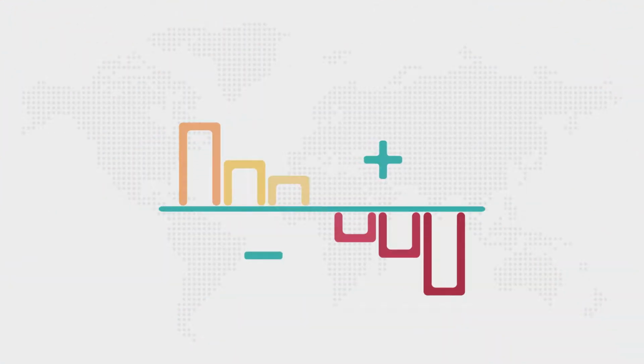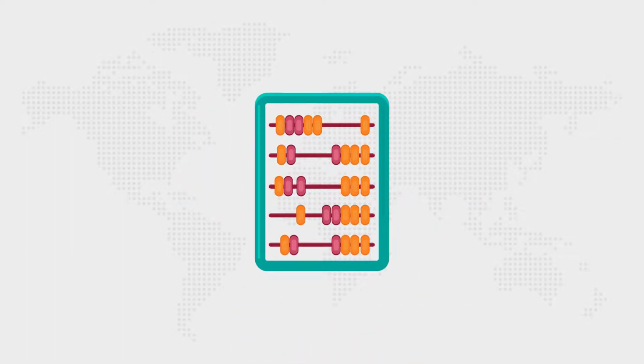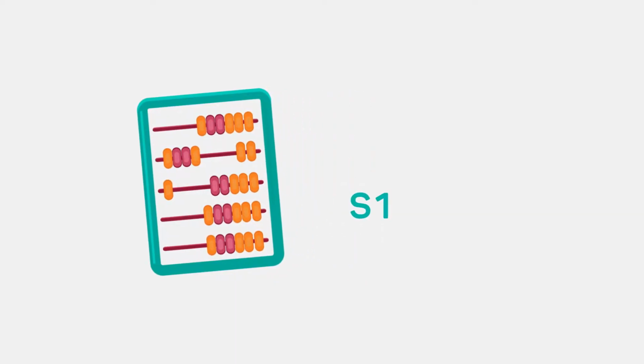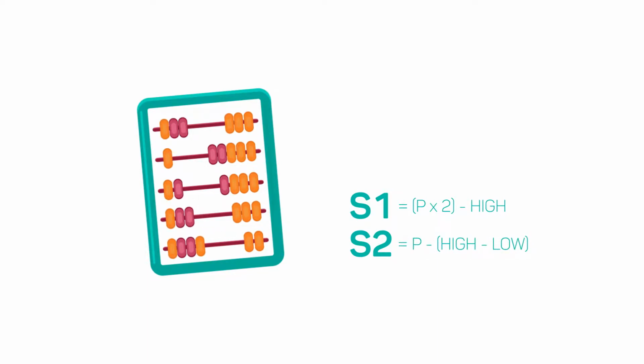As mentioned earlier, the pivot point is the average of the high, low, and close of the previous period. To calculate it, simply take the sum of the high, the low, and the close and divide that by 3. Support level 1 or S1 is calculated by doubling the pivot level and subtracting the high from the previous day. Support level 2 or S2 is calculated by taking the difference of the high and the low from the previous day and subtracting it from the pivot level.